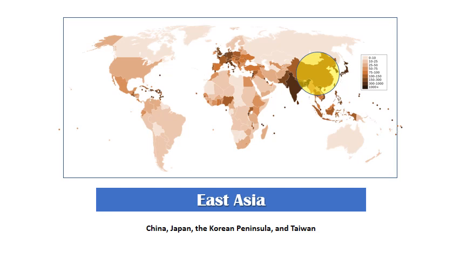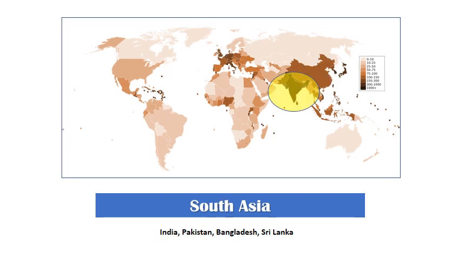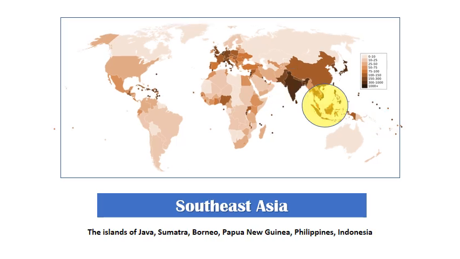The first of those 4 areas is East Asia, and this includes China, Japan, and the Korean Peninsula. The second of the areas is South Asia, and this includes India, Pakistan, Bangladesh, and Sri Lanka. The third area, Southeast Asia, includes Vietnam, the Philippines, Indonesia, Java, Sumatra.